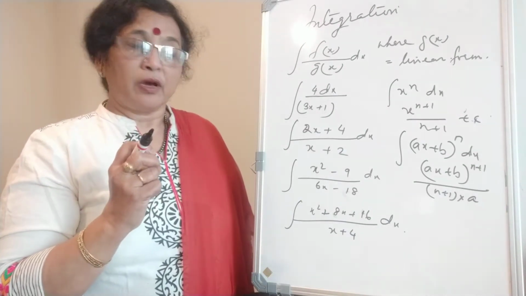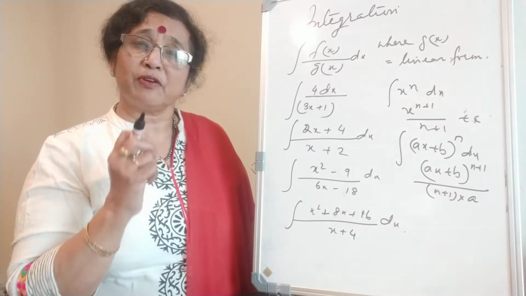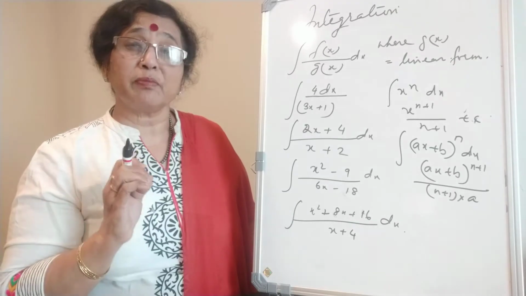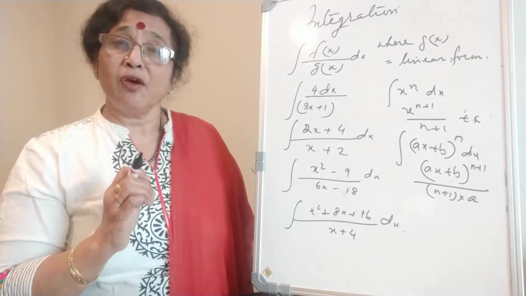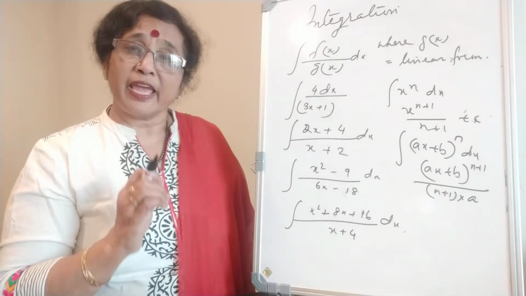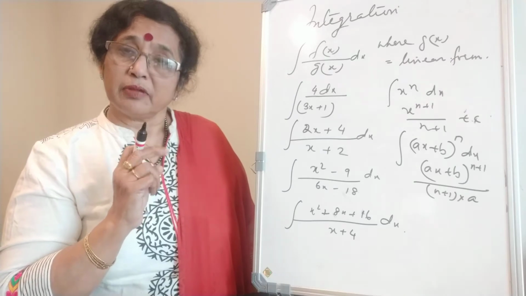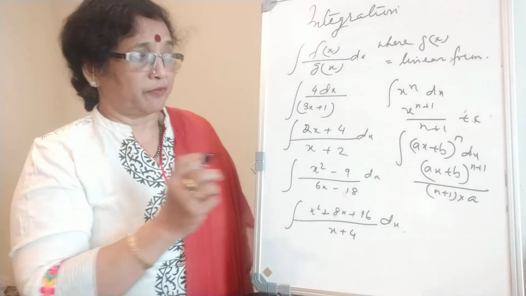Like if you have x square plus 3 to the power of 5, it is not x square plus 3 to the power of 6 by 2x. The function of x should not be coming. So this formula which holds good for x to the power of n also holds good for ax plus b to the power of n, where x should have degree only 1. So we are talking of only linear functions.